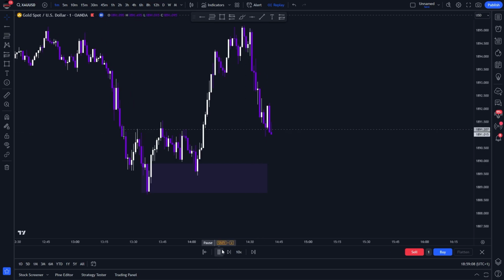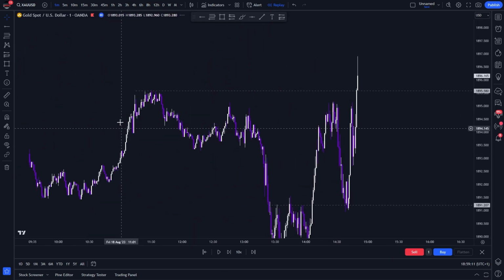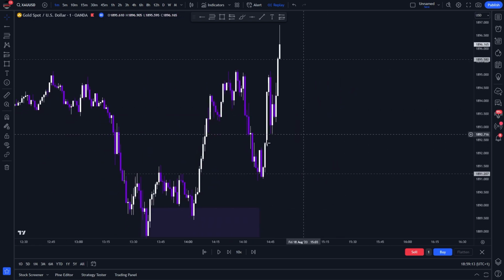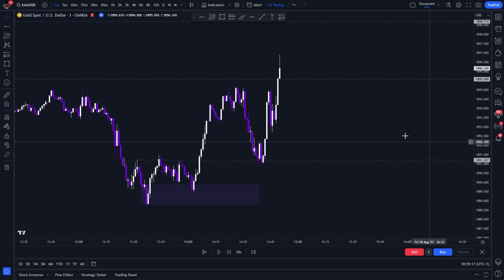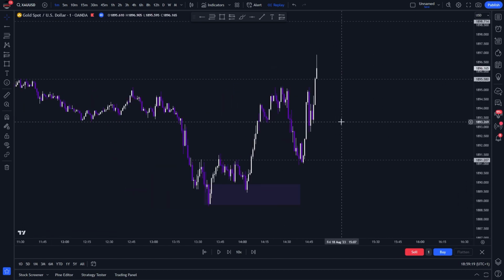Let's get into the trade. And once again, you're targeting this high, boom, you target that, absolutely smash it. This is a beautiful 4-to-1, 3-to-1 setup in literally a few minutes. And that is pretty much it, guys. It's as simple as that.